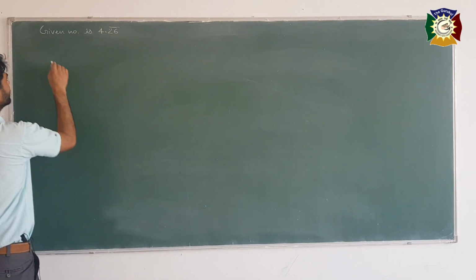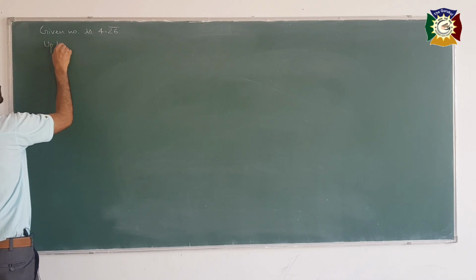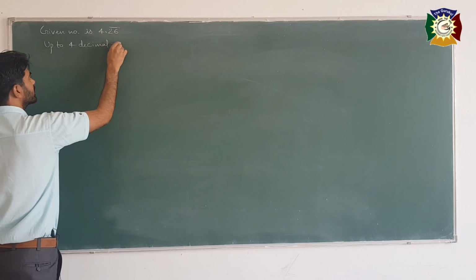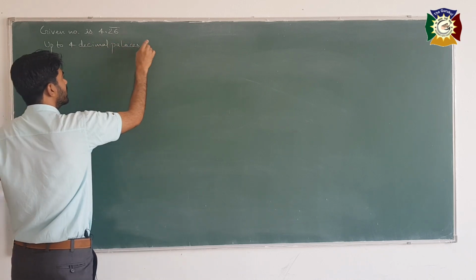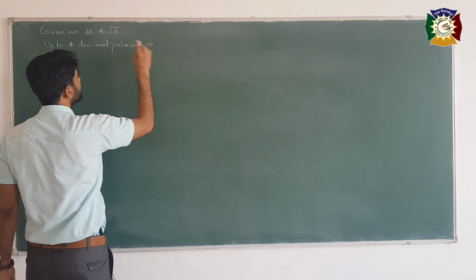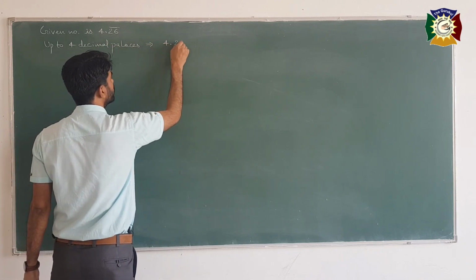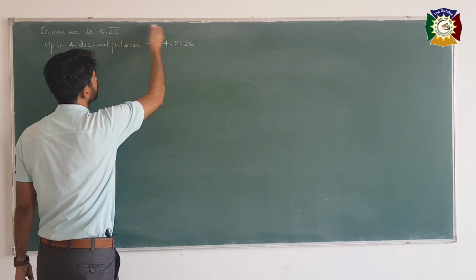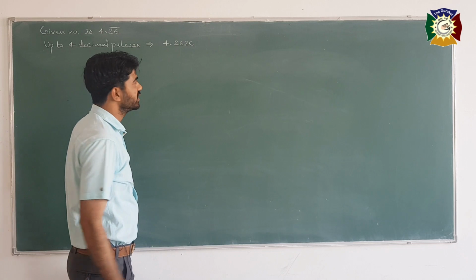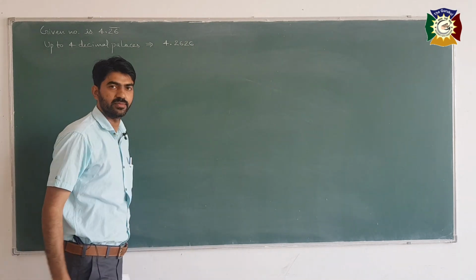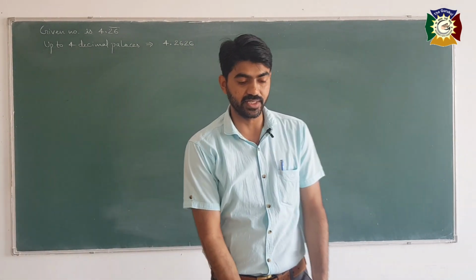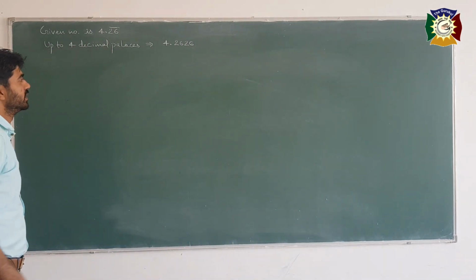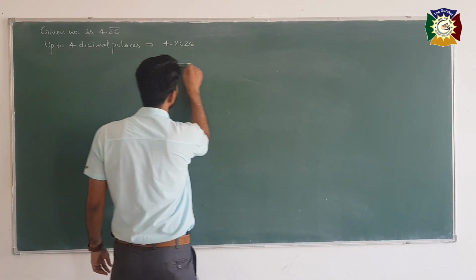So up to 4 decimal places, this number will become 4.2626, because there are many 262626. We need only 4 places, so we have written up to 4 places of decimal. Now we have to visualize this number on the number line. So how can we visualize it? Again the method will be the same.